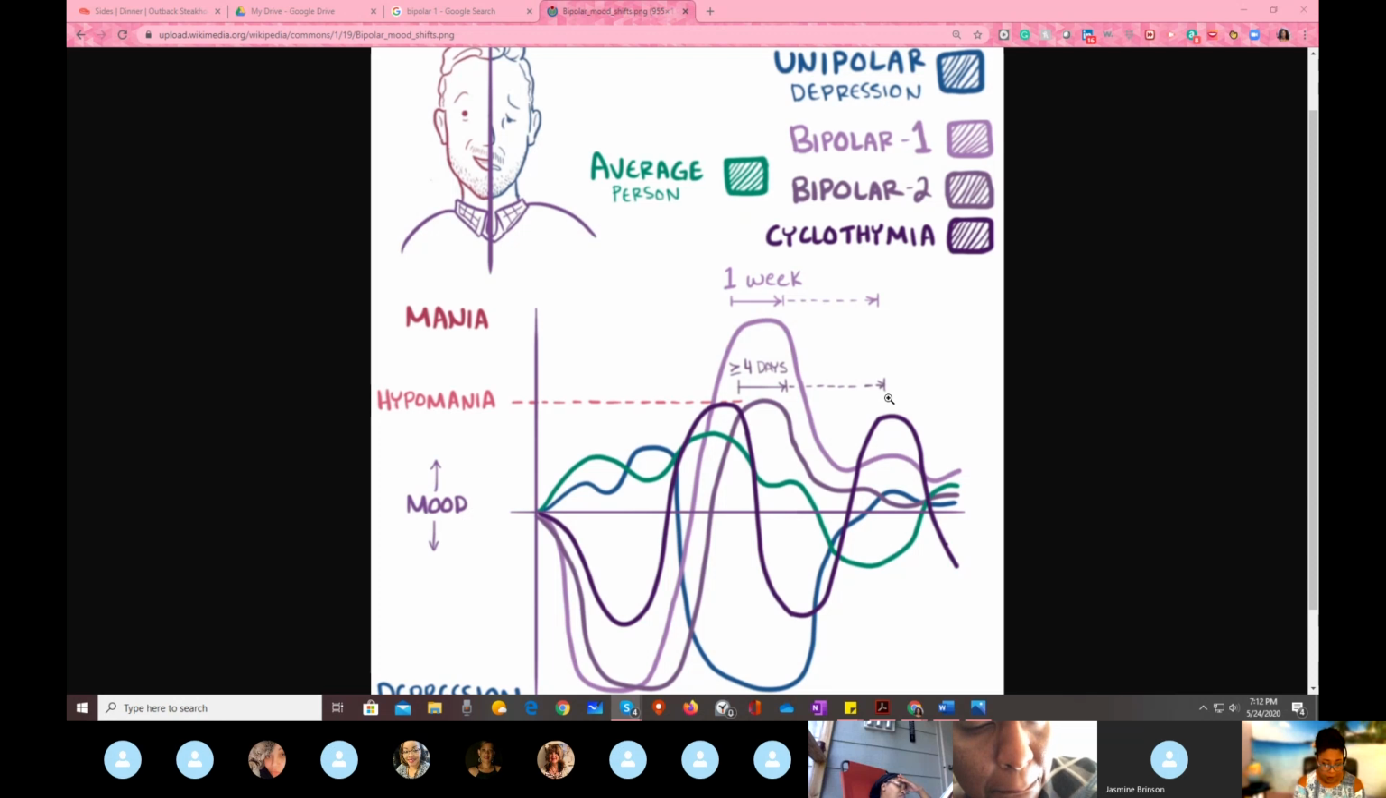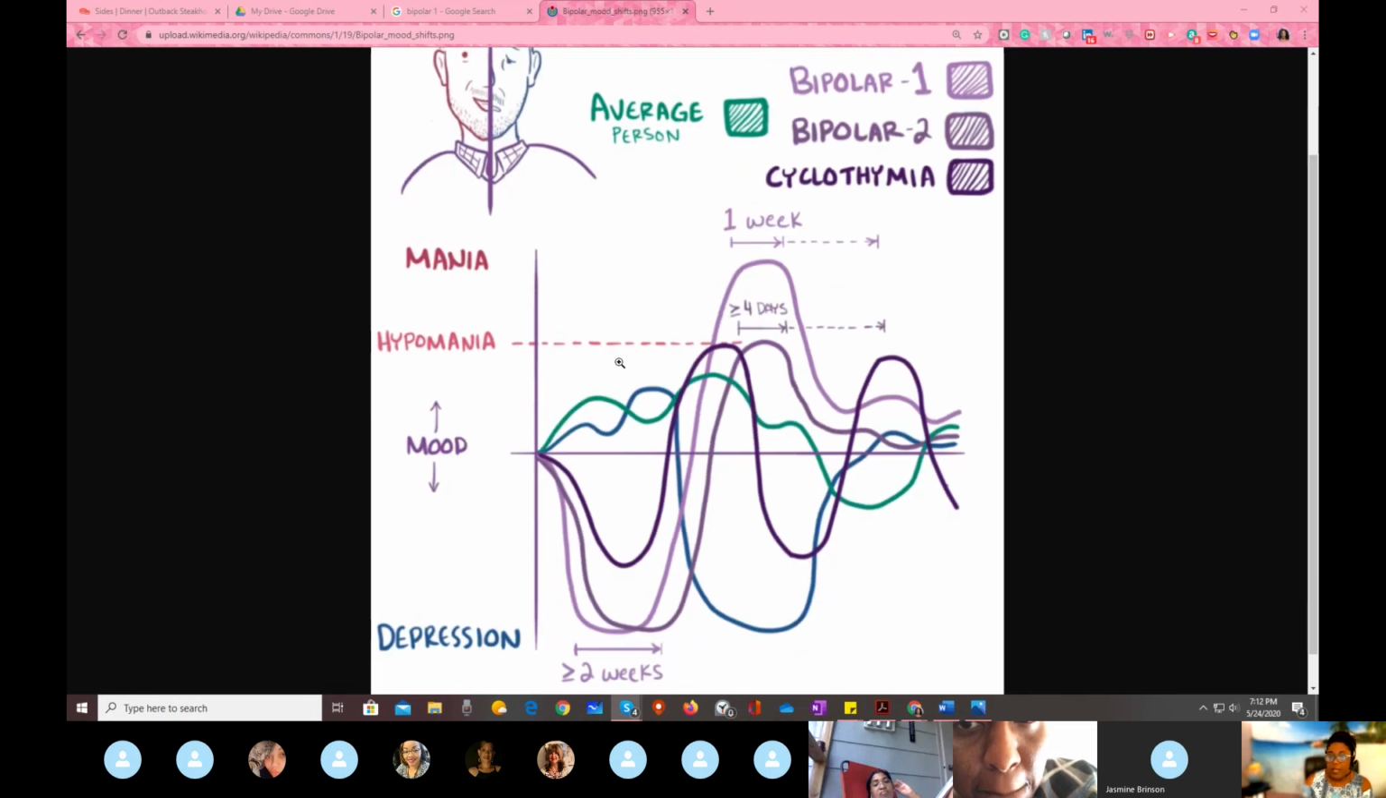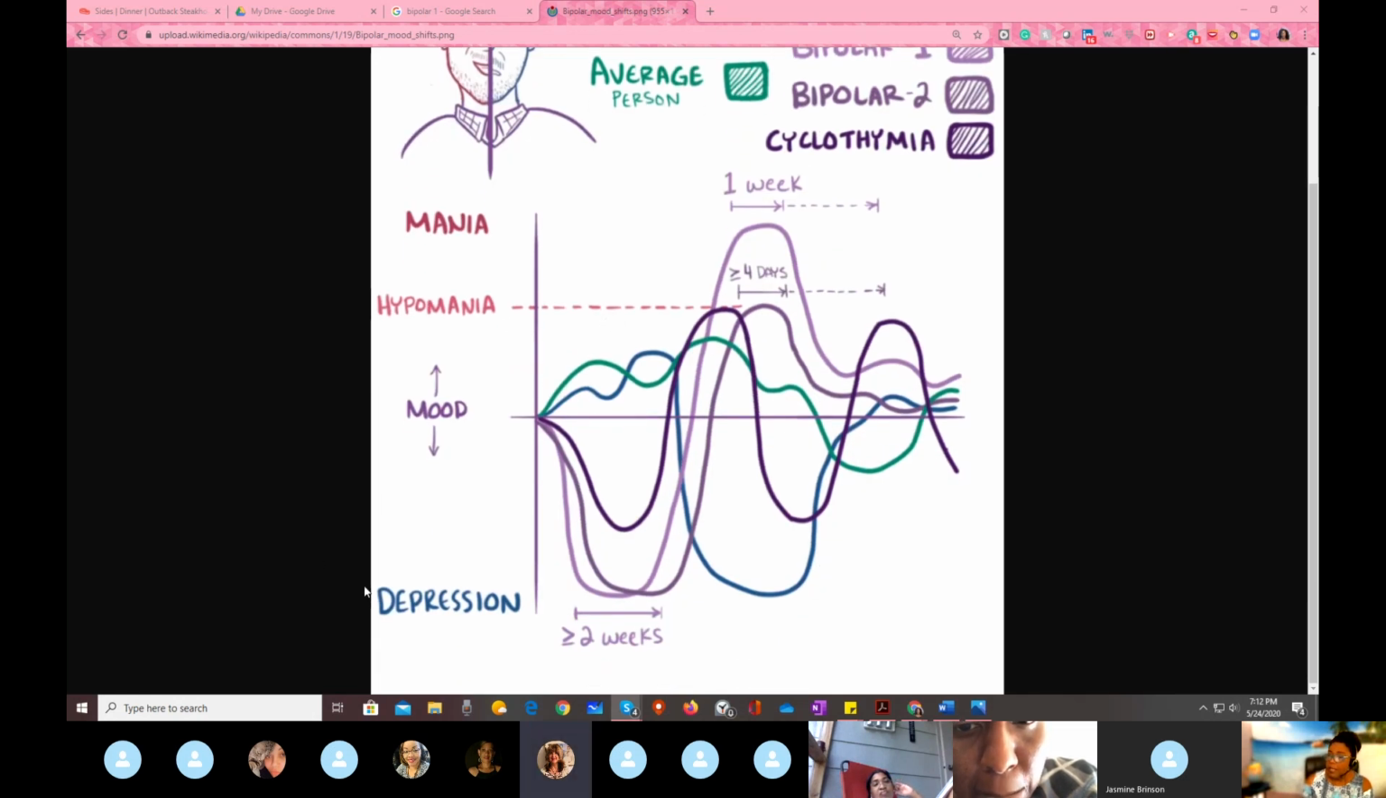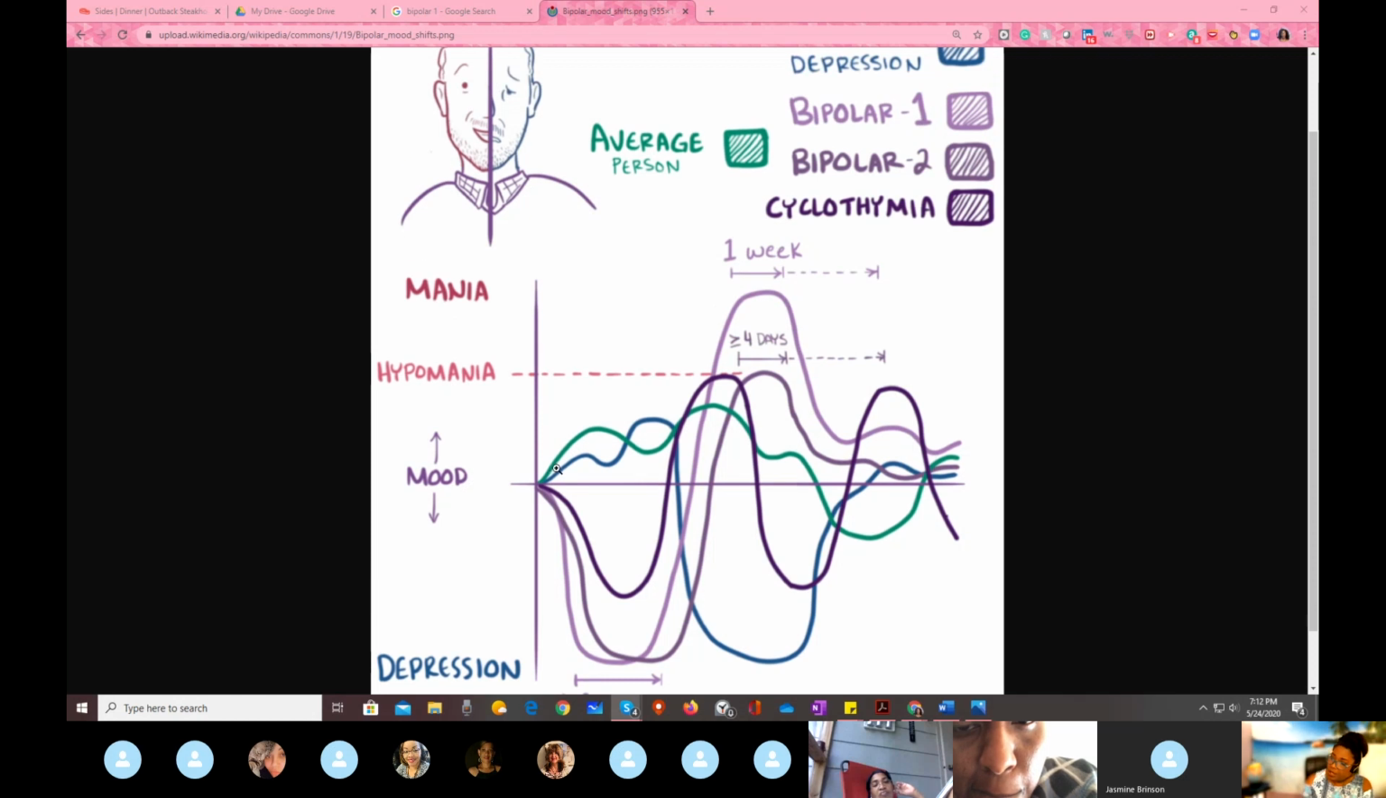And then cyclothymia needs to last how long? Anybody? Isn't it 2 years? It is 2 years. Exactly, 2 years. So that's what I'm looking for. You may not even get diagnosed, but you've still got that low. It's not quite as low as a major depression, but it's up there and you're going down.